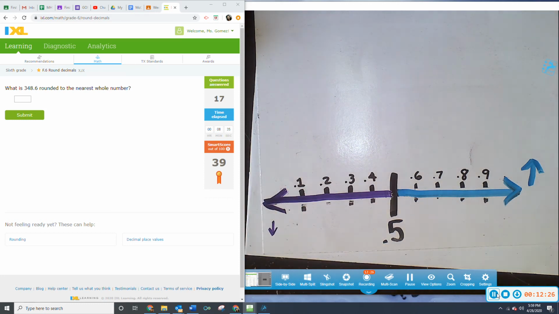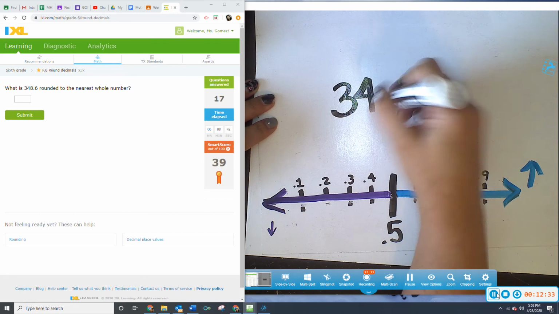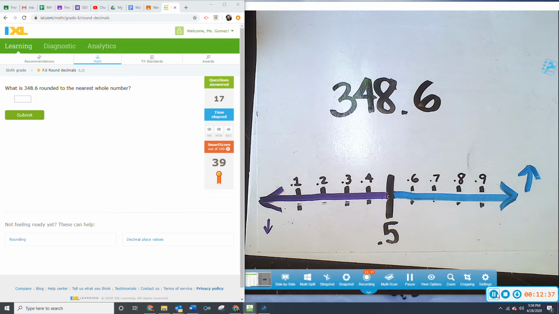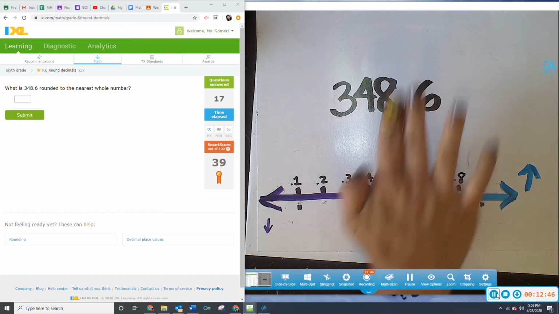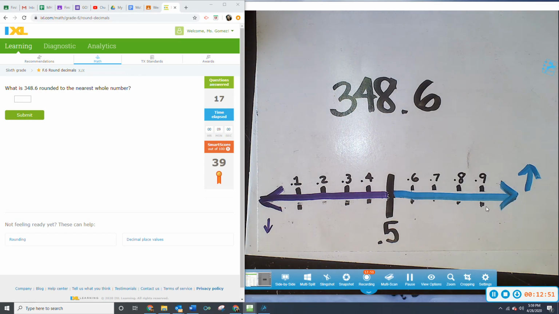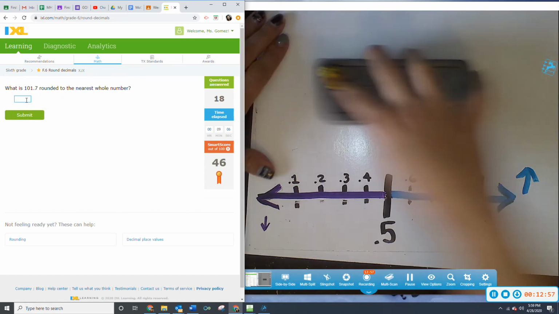All right, so let's go ahead and use the first one as an example. We have 348.6. Now, 0.6 lands us right over here on the blue side. So that means I'm going to round it up to the nearest whole number. So that means it's going to be 349. Let's type that in. 349. Awesome. Let's move on to our next problem.